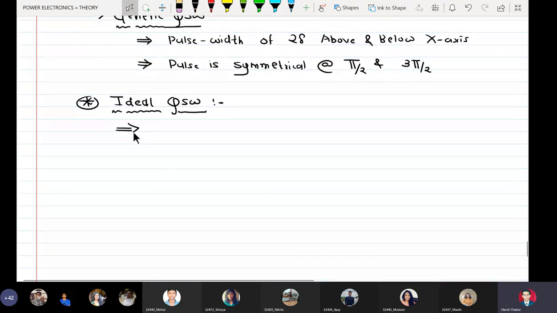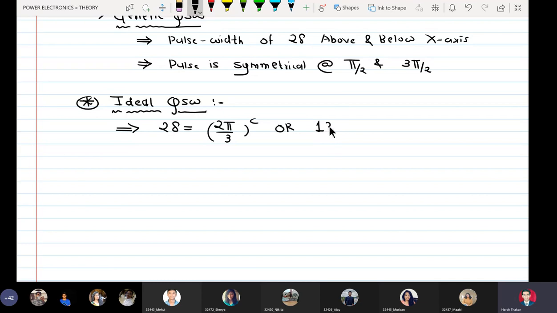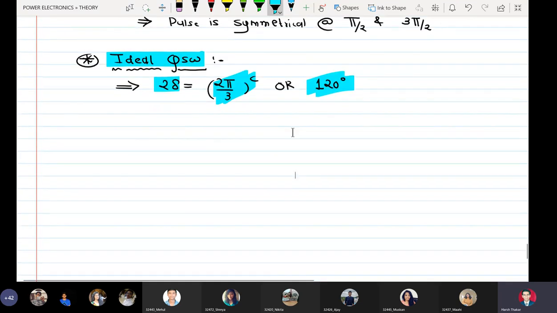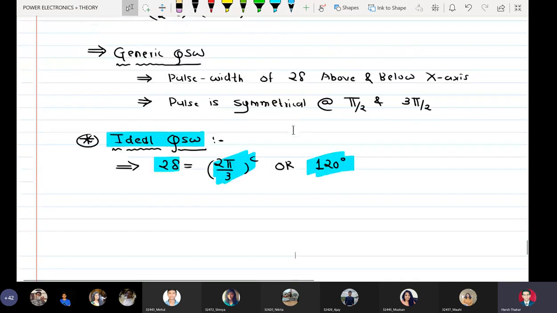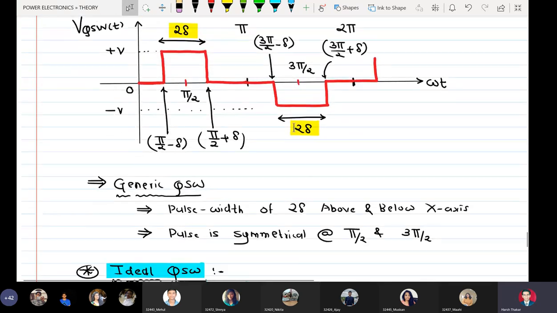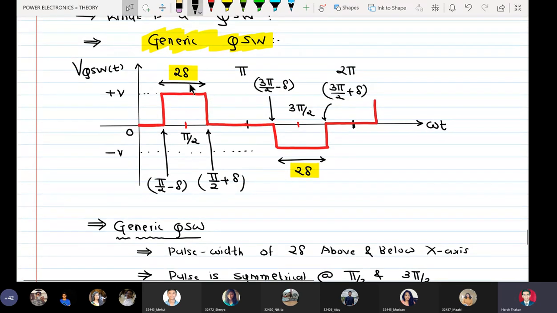Ideal Cauchy square wave is one in which 2 delta is equal to 2 pi by 3 radians or 120 degrees. It's very simple, students. You just put 2 delta equal to 120 degrees here.